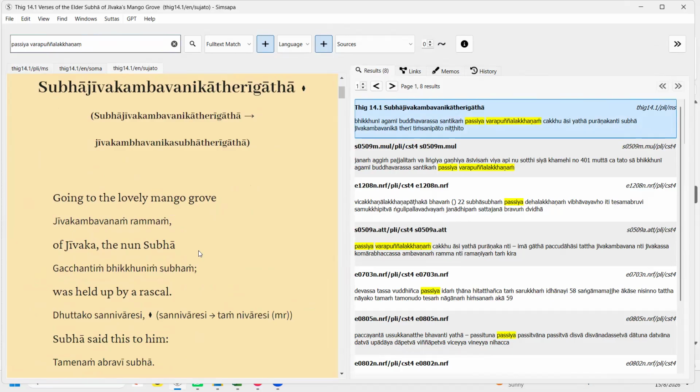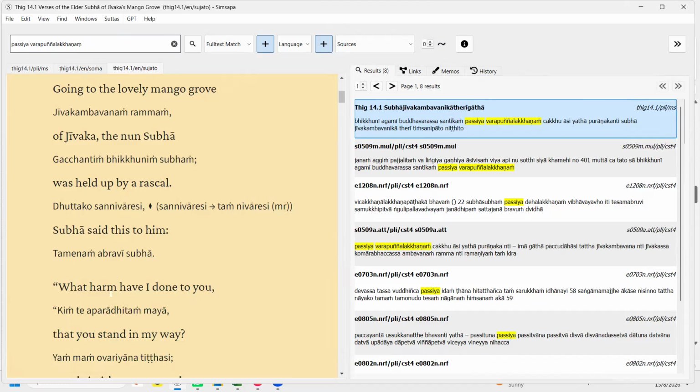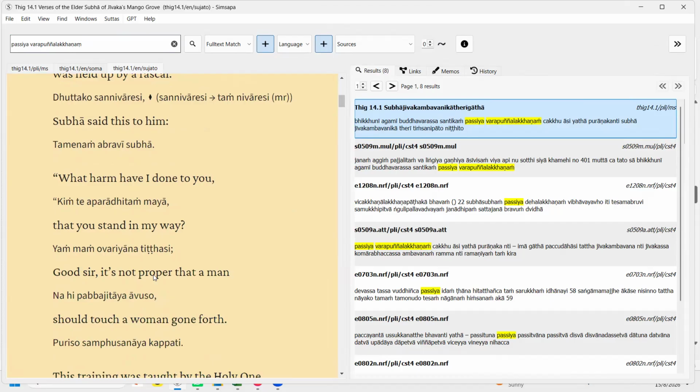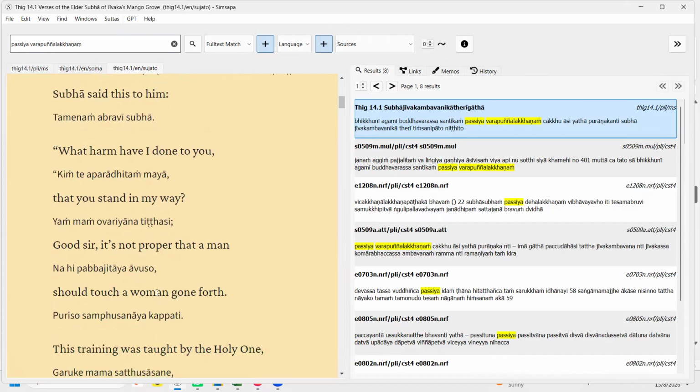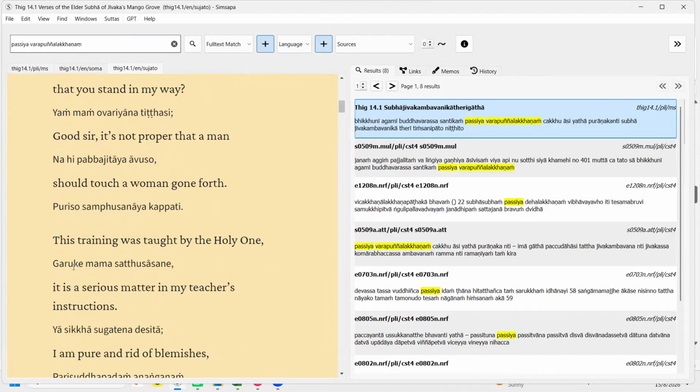Okay, let's see where. Going to a lovely mango grove of Jivaka, the nun Suba was held up by a rascal. Suba said this to him: "What harm have I done to you? You stand in my way. Good sir, it's not proper that a man should touch a woman who has gone forth. This is a training taught by the Holy One." Guru, this is Garuka. Garuka means the teacher.